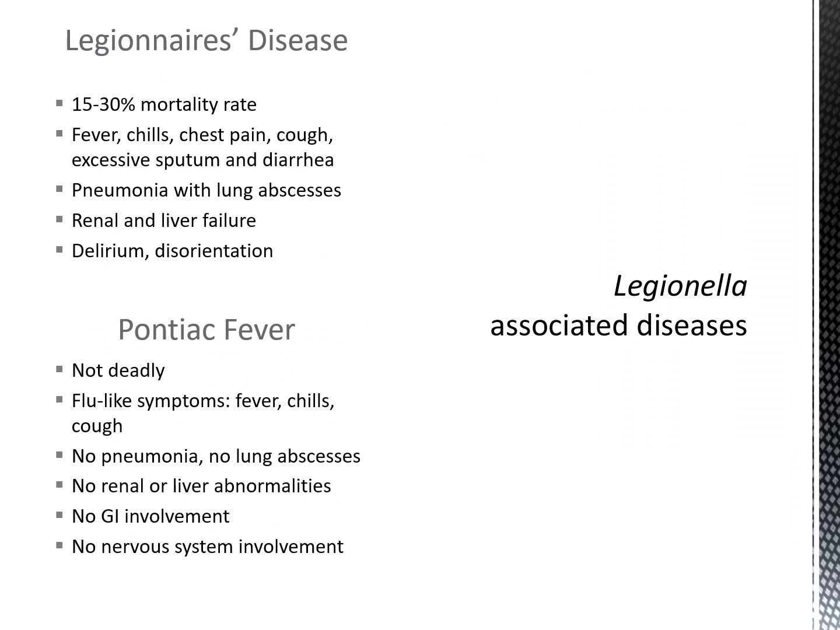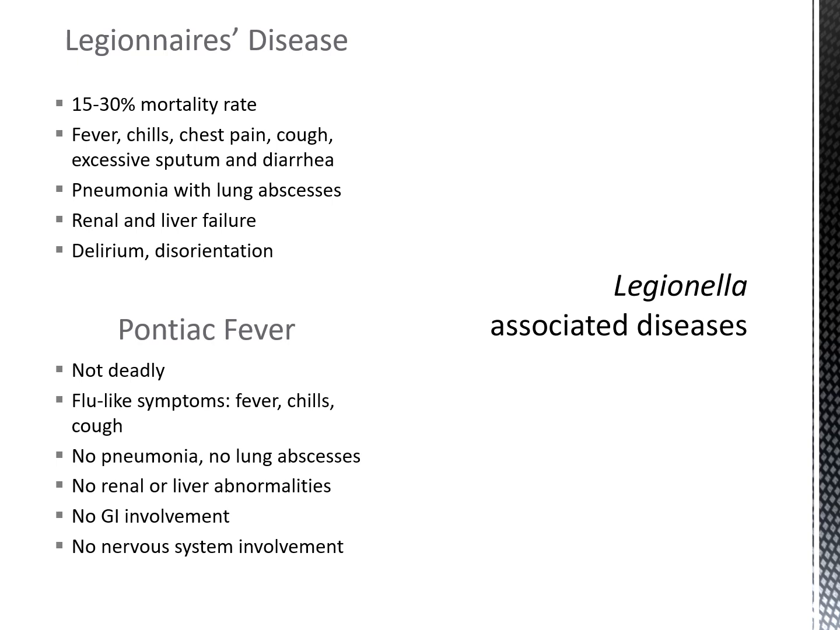So Legionnaire's disease is quite a bit more serious than Pontiac fever. When you have Pontiac fever, it just basically feels like you have the flu or influenza. In Legionnaire's disease, there is a pretty high mortality rate of about 15 to 30%. People that have Legionnaire's disease have fever, chills, chest pain, cough, excessive sputum, and diarrhea. That's kind of an odd symptom, but that seems to be typical. People with Legionnaire's disease have pneumonia with lung abscesses. They can succumb to renal and liver failure, and they can also be delirious or disoriented.